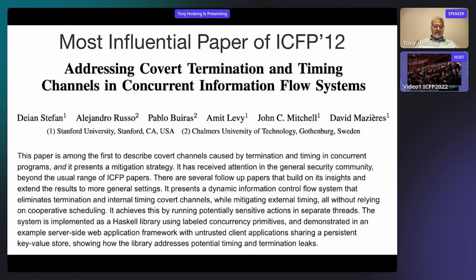The system is implemented as a Haskell library using labeled concurrency primitives and demonstrated in an example server-side web application framework with untrusted client applications sharing a persistent key-value store, showing how the library addresses potential timing and termination leaks. And I believe we have one of the authors present at ICFP who's going to be able to accept this in person on behalf of the others. And I know some of the others are also watching this presentation now. So I believe it's Alejandro who is going to come up to receive the award.